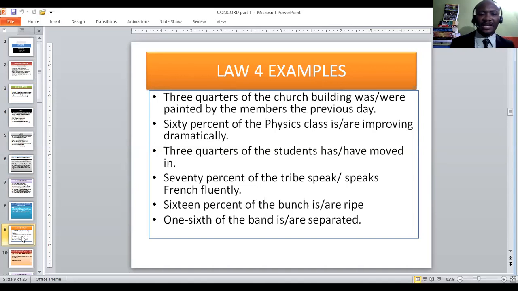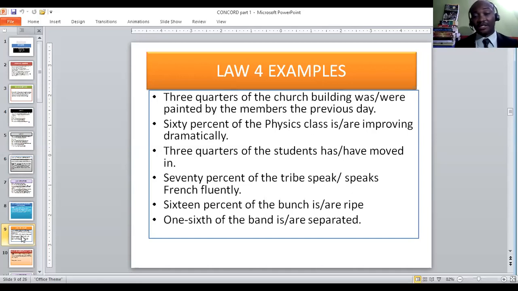60% of the physics class is or are improving dramatically? What is the subject that is very close to the verb? It is physics class, and it is singular. So 60% of the physics class is improving dramatically. 3/4 of the students has or have been moved? Now, what subject is closer to the verb, has and have?